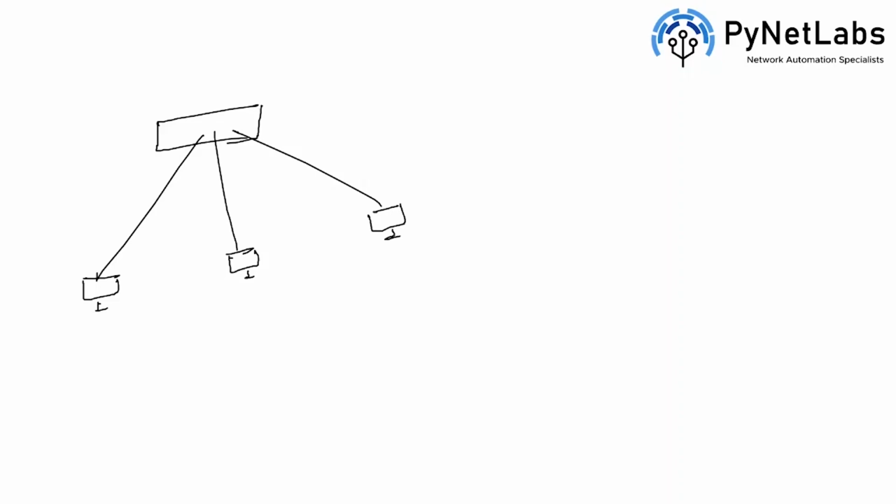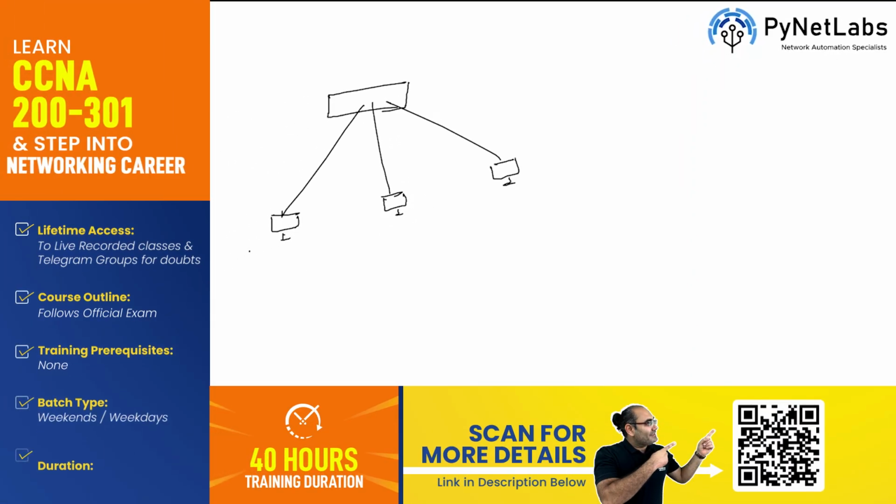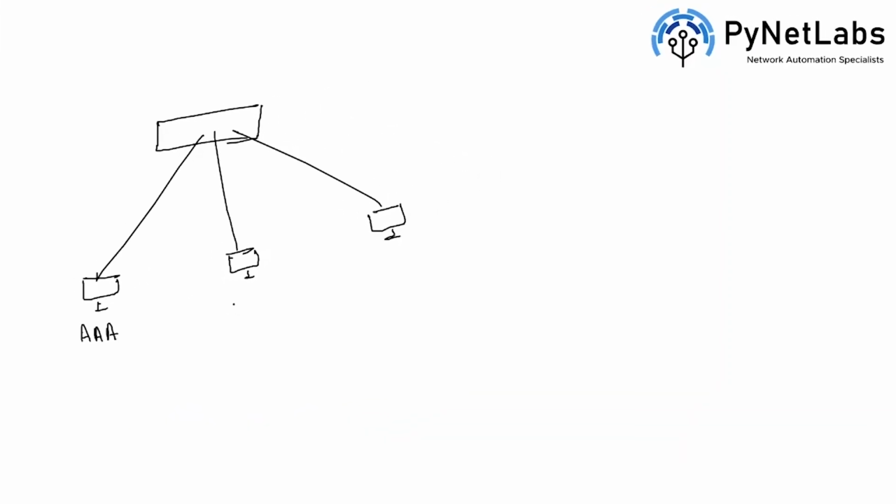All the computers will have some MAC address, but let's take a simplified example for the MAC address. Let's say AAA is the MAC of my PC1, BBB is the MAC of my PC2, and CCC is the MAC of my PC3. Now, in case PC1 tries to send something to PC2, then the packet will be first initiated from this PC with the source MAC of AAA and the destination MAC of BBB.